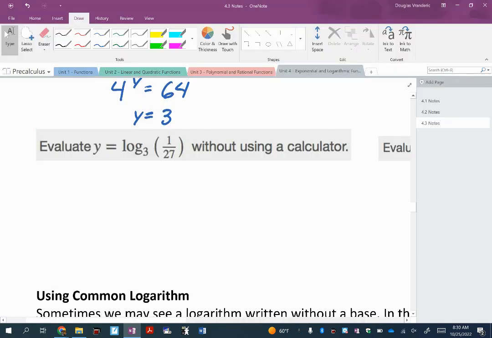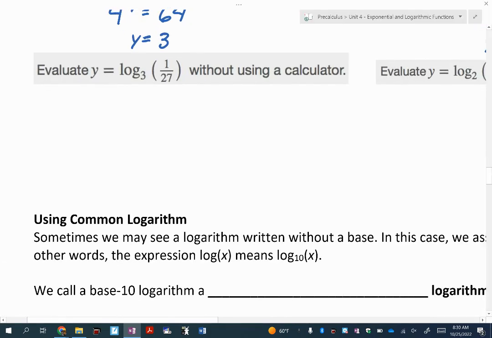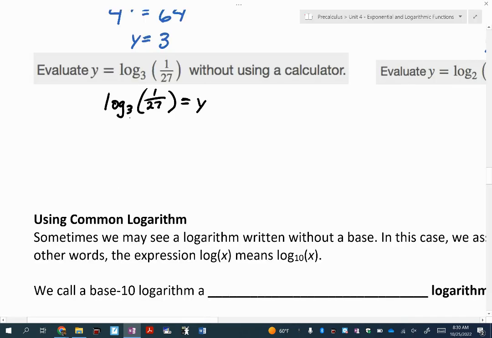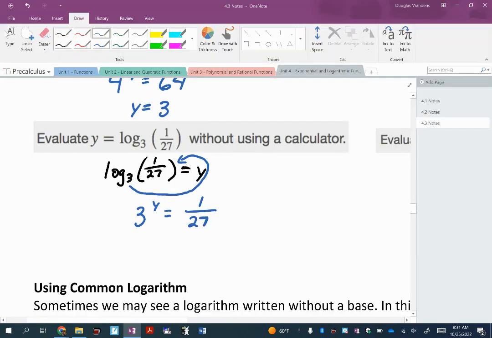All right, let's try this one. So we have log base 3 of 1/27 equals y. Let's swoop it. So we have 3 to some power y equals 1/27. This one can be tricky as well.